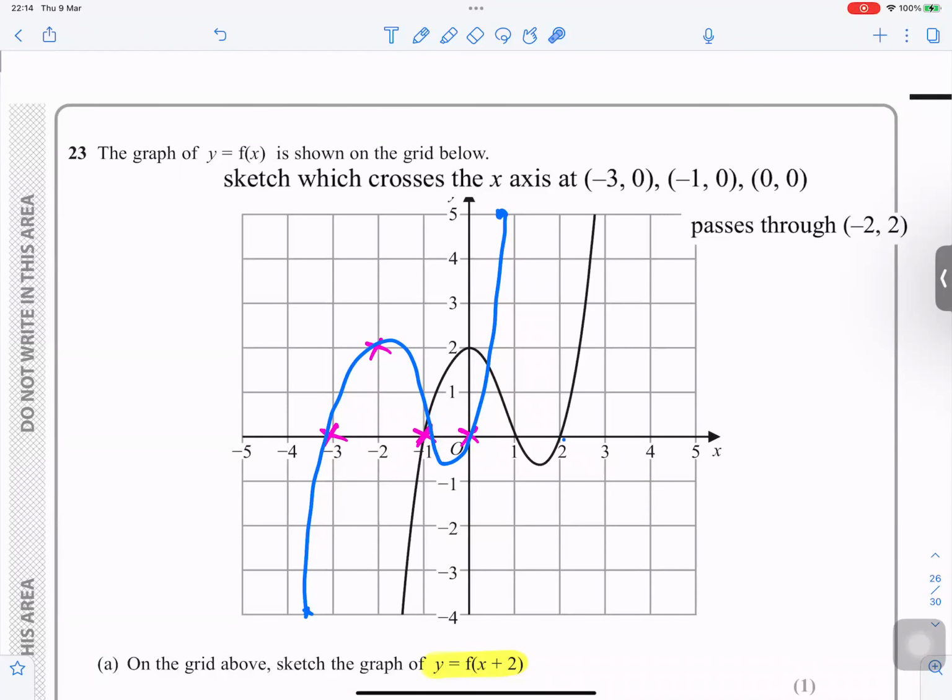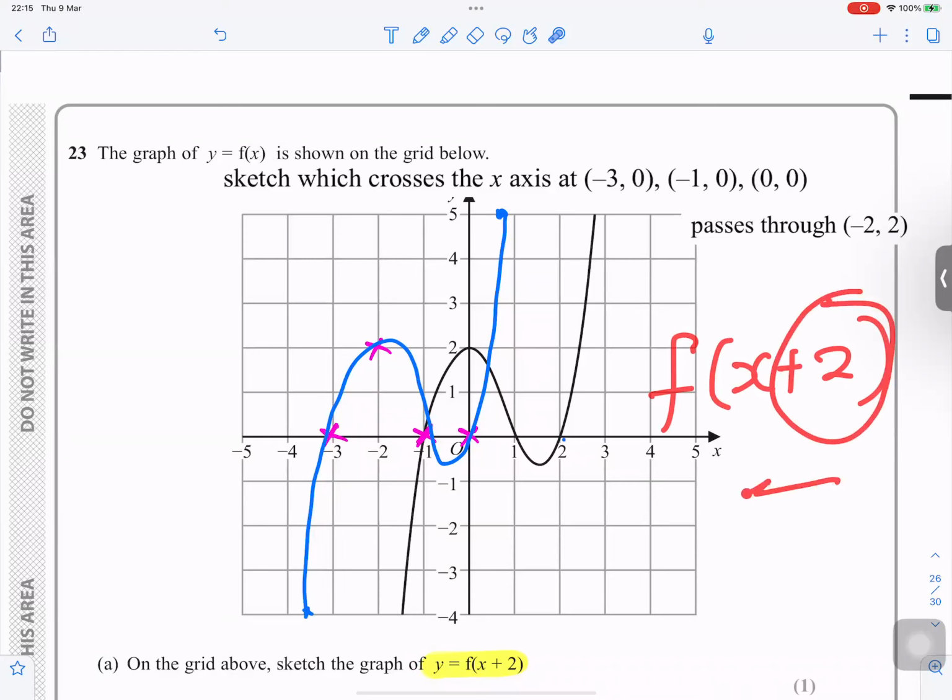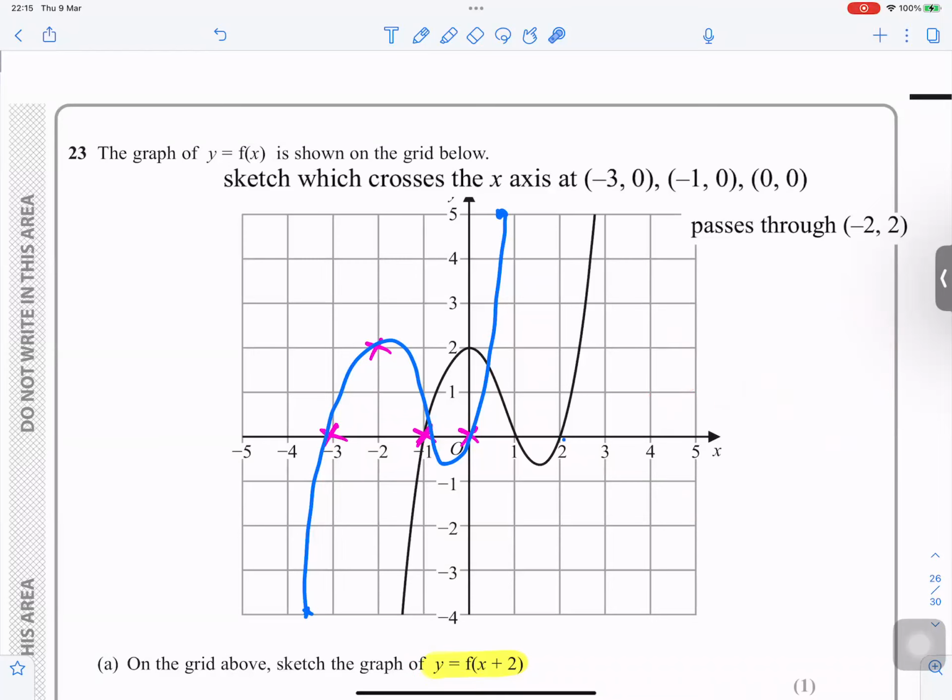Question 23. The graph of y equals f of x is shown on the grid below. On the grid above, sketch the graph of y equals f of x plus 2. f of x plus 2, when we add 2, we move it 2 places to the left. And the way I remember that is people who live together don't get on. So when you add 2 to x, you move it 2 places to the left.